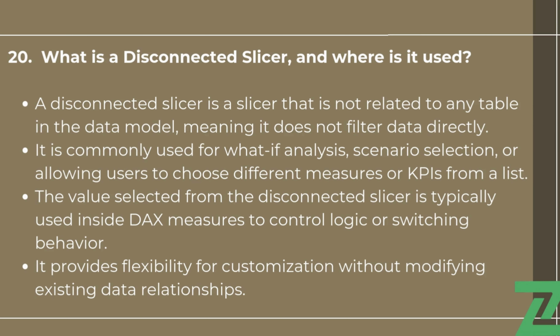20th question. What is a disconnected slicer, and where is it used? A disconnected slicer is a slicer that is not related to any table in the data model, meaning it does not filter data directly. It is commonly used for what-if analysis, scenario selection, or allowing users to choose different measures or KPIs from a list. The value selected from the disconnected slicer is typically used inside DAX measures to control logic or switching behavior. It provides flexibility for customization without modifying existing data relationships.